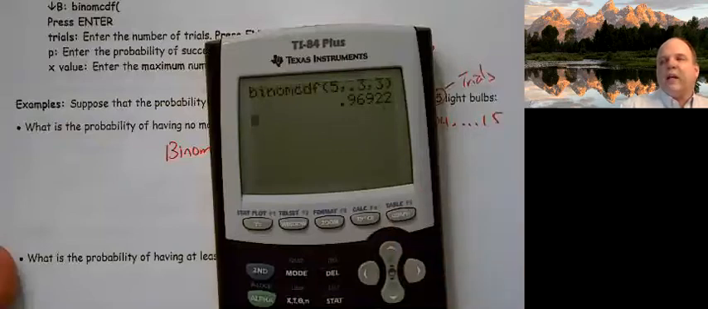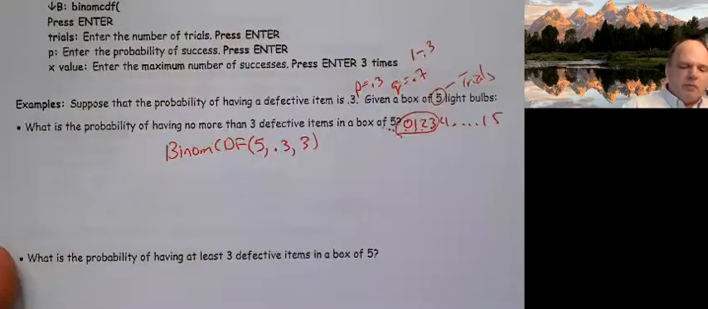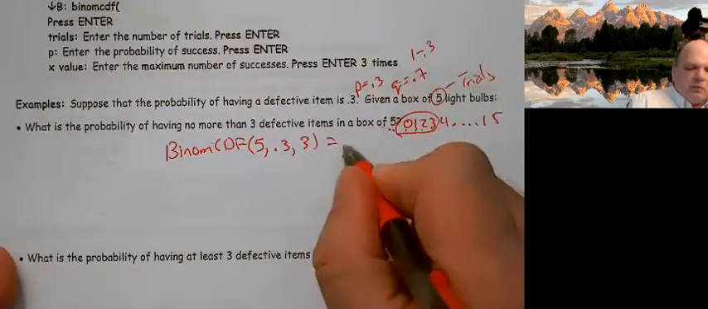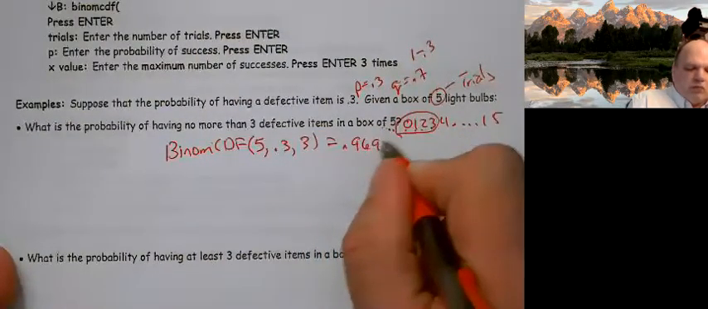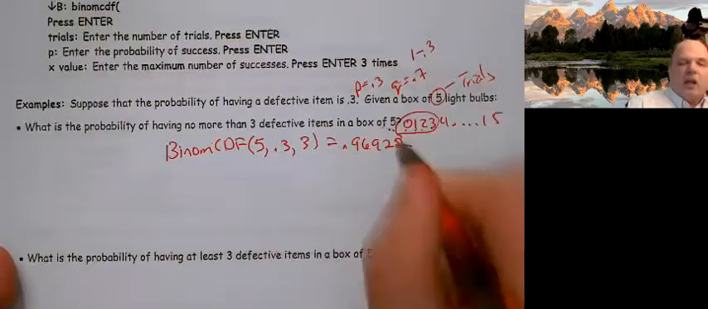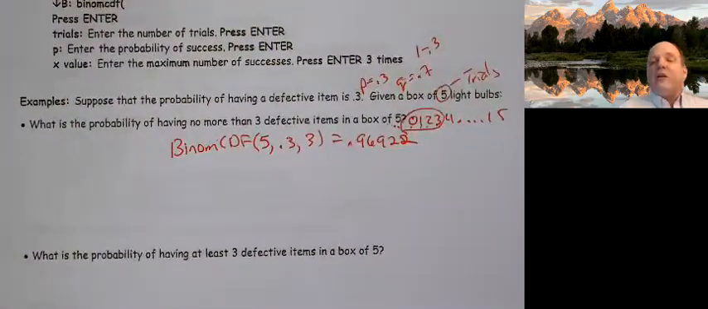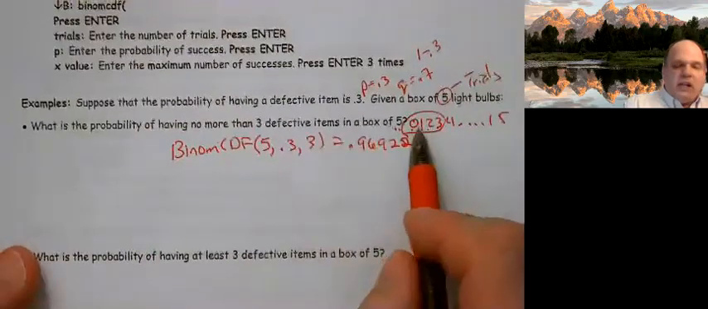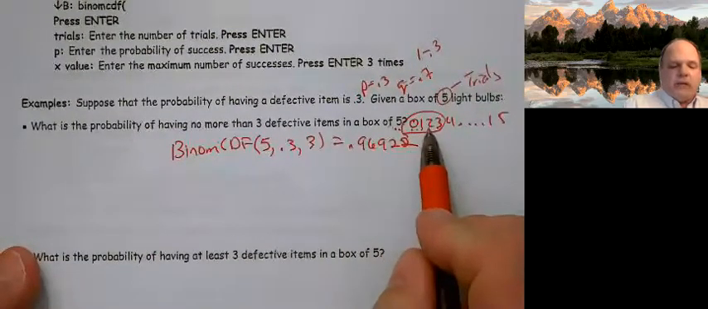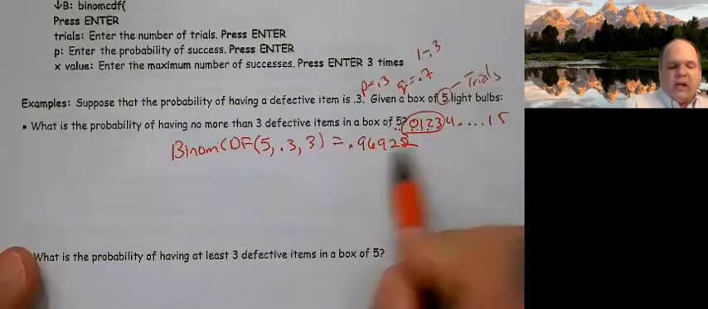0.96922. And that's my answer. Now here's what it did. It took the PDF of 0 plus the PDF of 1 plus the PDF of 2 plus the PDF of 3 and got 0.96922.